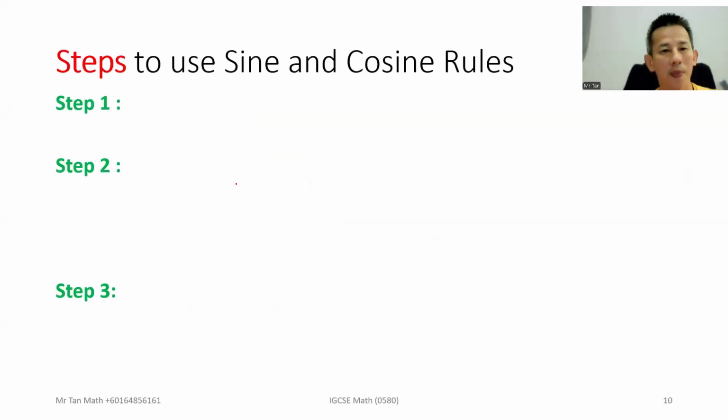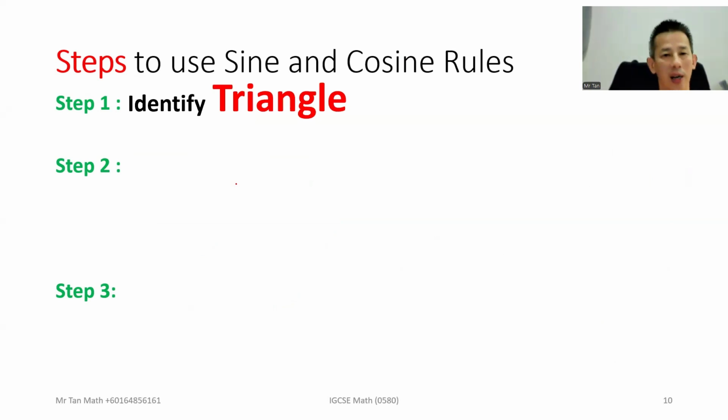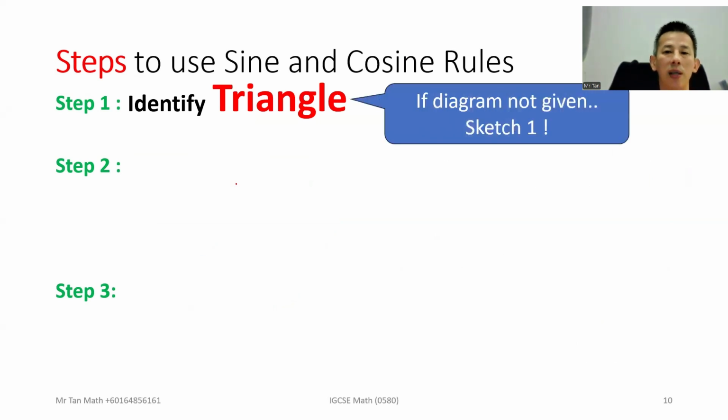Okay, here are the steps to use the sine and cosine rules. First, you need to identify the triangle, whether it's a right angle triangle or a non-right angle triangle. But remember, if the question didn't give you the diagram or the triangle, you need to sketch. It will help you identify whether it's two pairs or one pair and two sides.